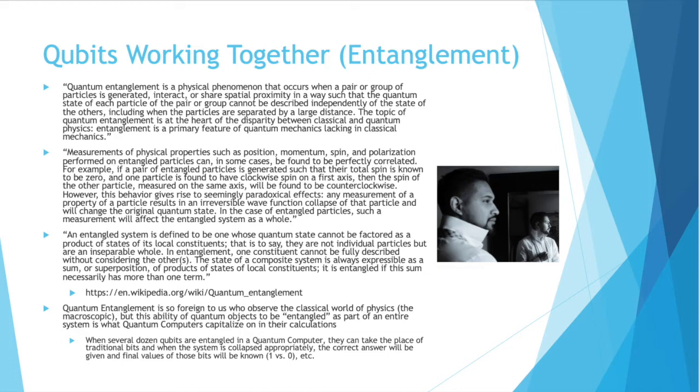Quantum entanglement is a physical phenomenon that occurs when a pair or group of particles is generated, interact, or share spatial proximity in a way such that the quantum state of each particle of the pair or group cannot be described independently of the state of the others, even if the particles are separated by a large distance. Quantum entanglement is at the heart of quantum mechanics, and it's not something that exists with classical mechanics. It's part of what makes quantum mechanics so strange.